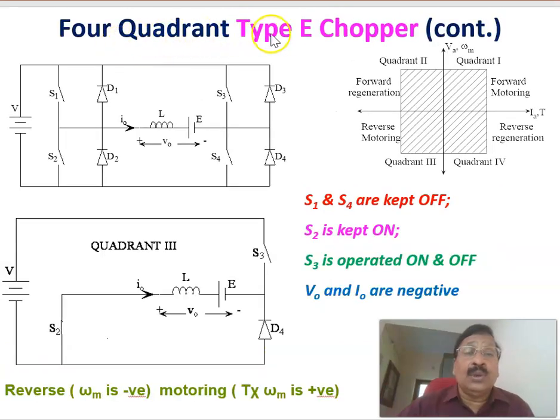Now, continuing the four quadrant type P chopper in the third quadrant of operation. Let us see the third quadrant of operation, in which, looking from this one, you can see that here the voltage is negative and the current is also negative.